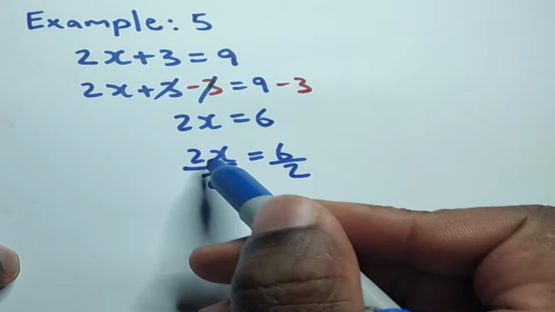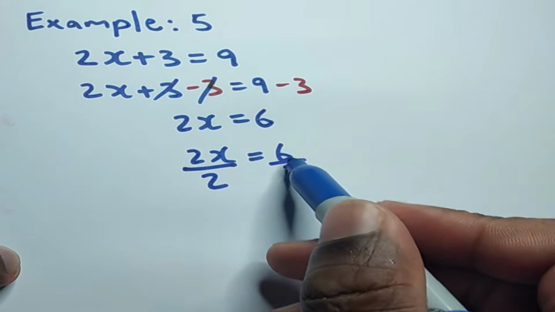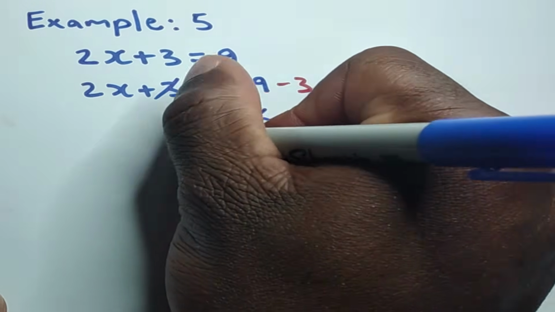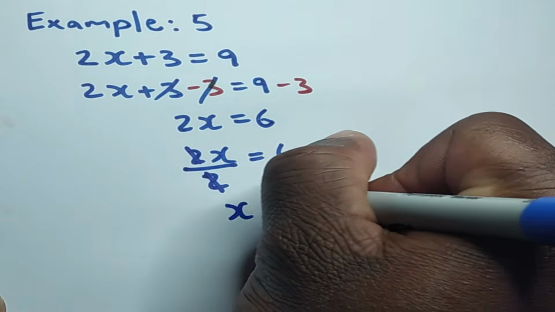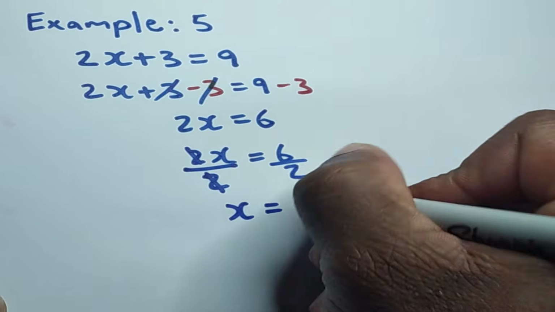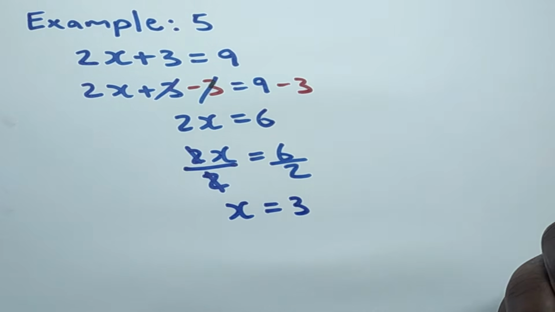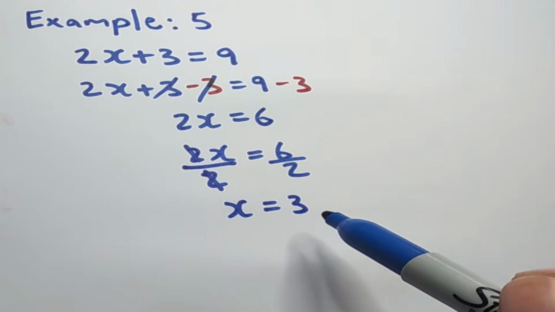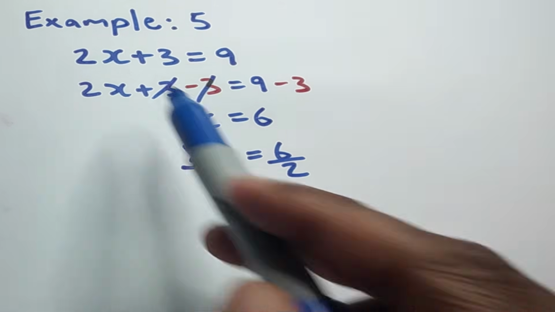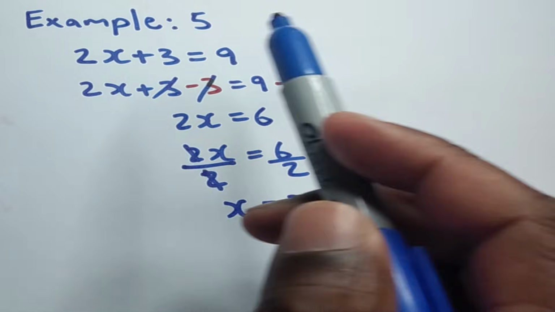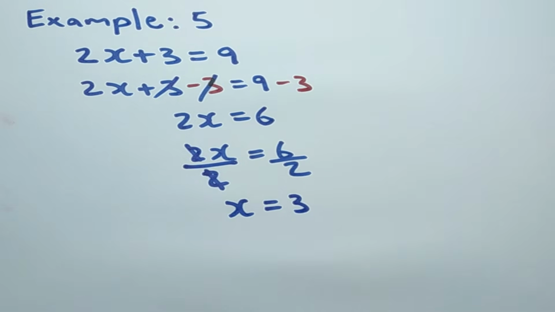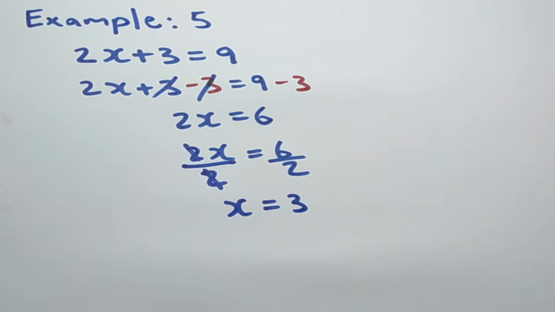Alright, so if I divide over here by 2, I also have to divide over here by 2 to keep the equation balanced. So 2 cancels 2, and x is equal to 6 divided by 2, and that will give me a 3. Alright, and again, you can always check your answers. If I replace x with 3, 2 times 3, that's 6, 6 plus 3, I should get the 9 right there. Alright, so this is the first way we could have done it.